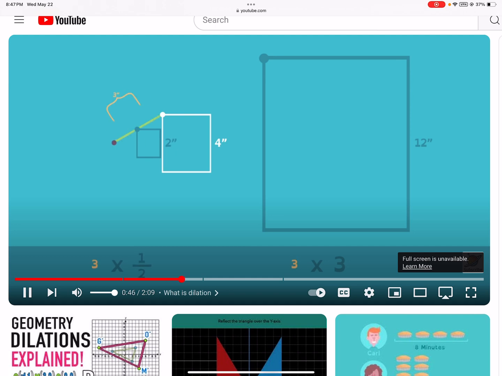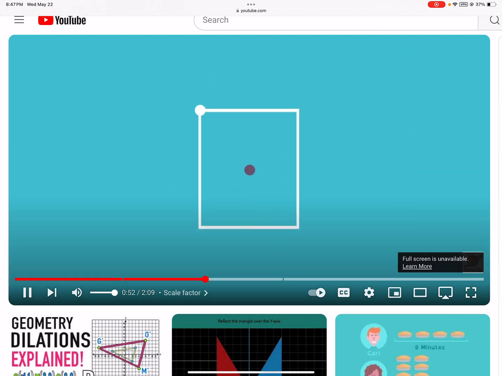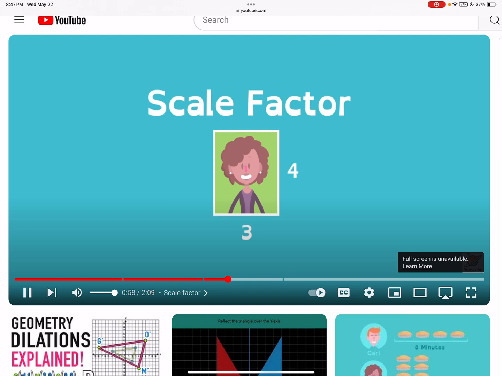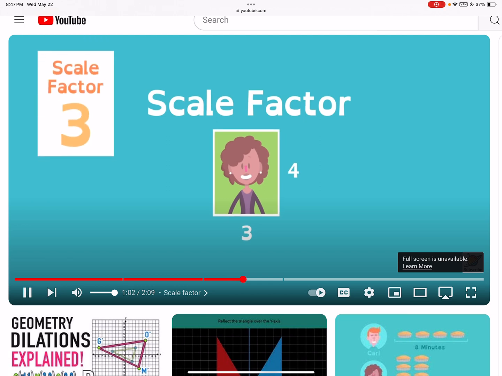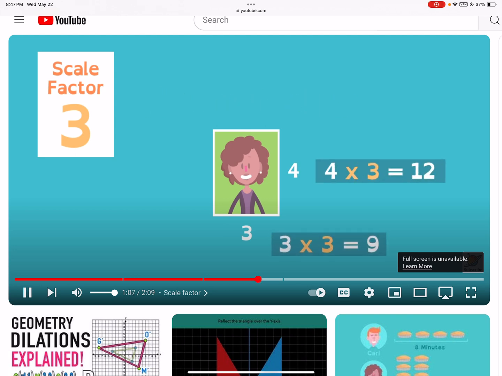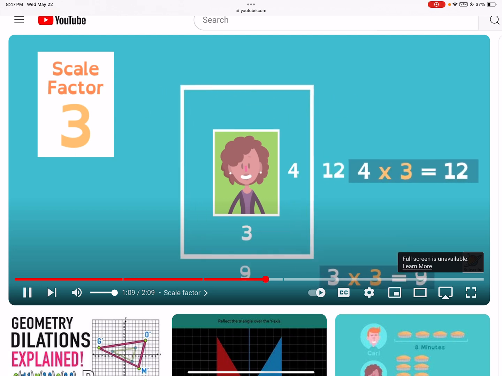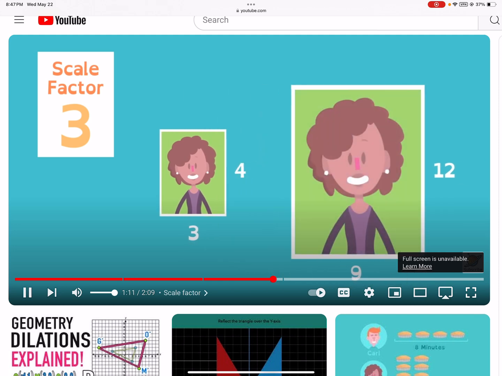In dilations, the dimensions and distances from the center of dilation stay in proportion. The center of dilation can be anywhere in, on, or outside of the shape. Scale factor determines how a shape grows or shrinks. If the scale factor is 3, the dimensions from the center of dilation are multiplied by 3. Different sizes, same proportions, same shape.